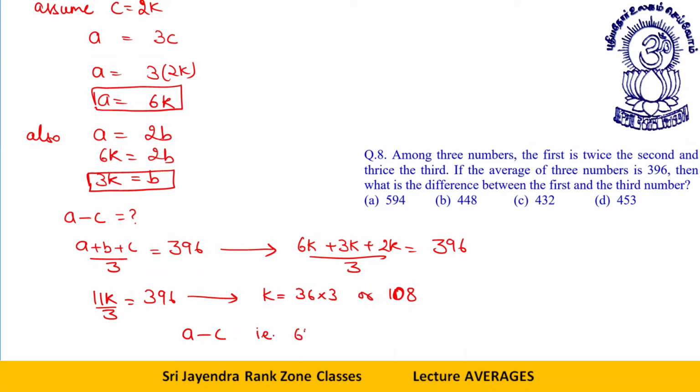Now we need A minus C, the difference between the first and the third number. That is 6k minus 2k or 4k. Therefore, A minus C is equal to 4 into 108. This is equal to 432. So this is your answer, all my dear students. Okay, let's move ahead.